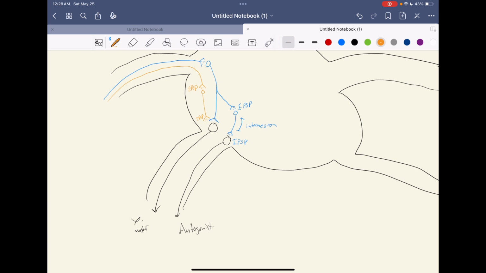But its main synapse will go to the antagonist muscle, and its goal is to totally shut down and stop that muscle from basically ripping the bone apart in your own body. It's there to protect you.